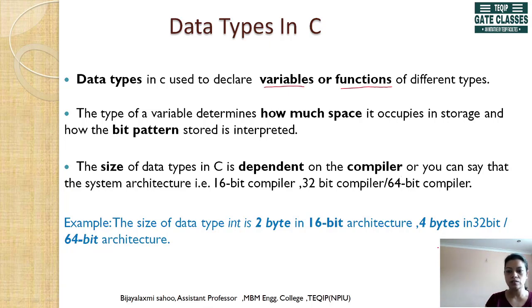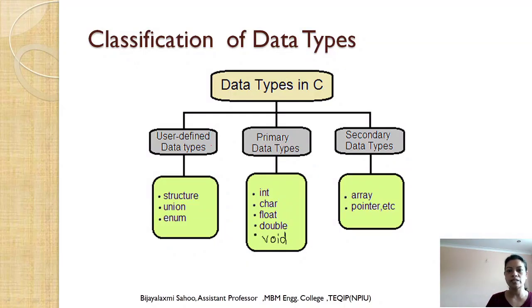Let us discuss the classification of data types. Later on I'll give examples of each. Here, data types in C have been classified into 3 categories. One is the primary data type, which is also called the basic data type. Then the secondary data type, or you can say the derived data type. Then another is the user defined data type.